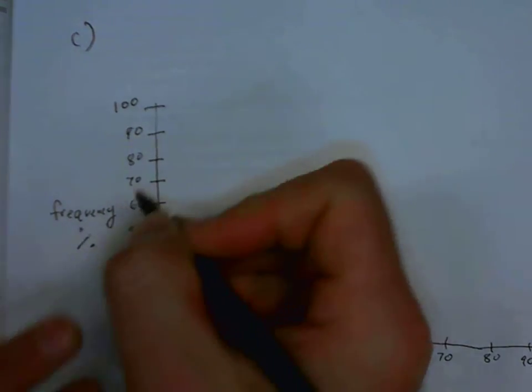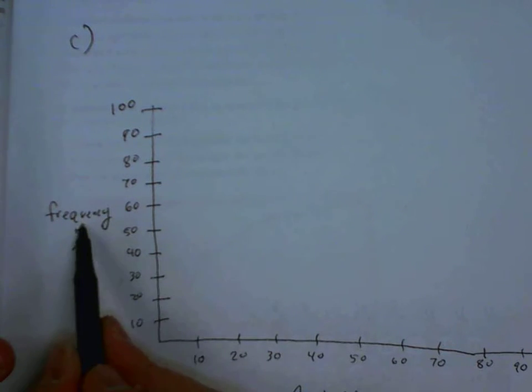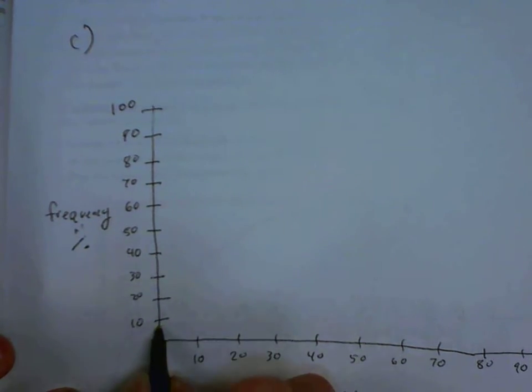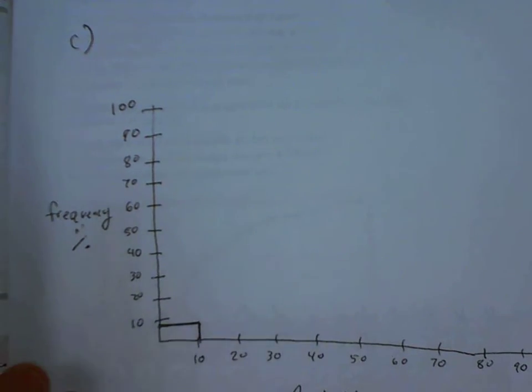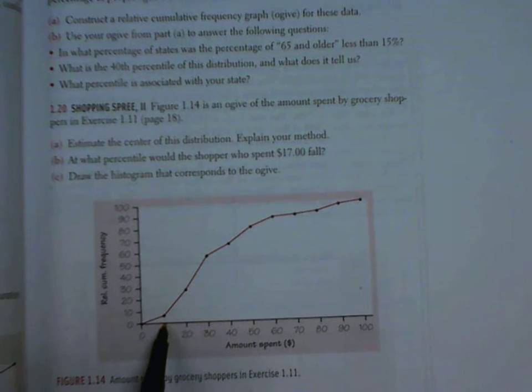Frequency can be a percent. It does not have to be the count of people. It can be a percent. If you think about the shape of a histogram, it doesn't matter if this is count, if this is percent, because it's all relative to each other. So the first bar is going to be like about that. Okay, because we said, based on the ogive, that a little bit less than 10% of people spent between 0 and 10. Okay, now the question is, what percent of people spent between 10 and 20?